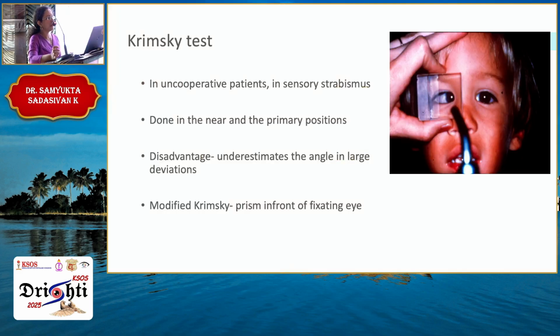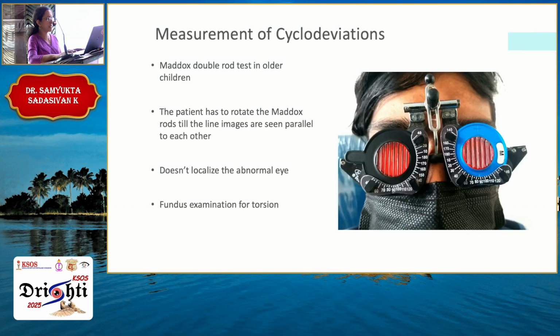And in uncooperative patients or in sensory strabismus, we have the Krimsky test. It has to be done in the near as well as in the primary position. Disadvantage is that it underestimates the angle in large deviations. It's basically a glorified Hirschberg's test with the prism. When the prism is placed in front of the fixating eye, it is the modified Krimsky test.